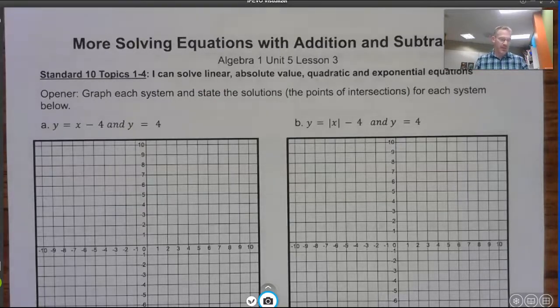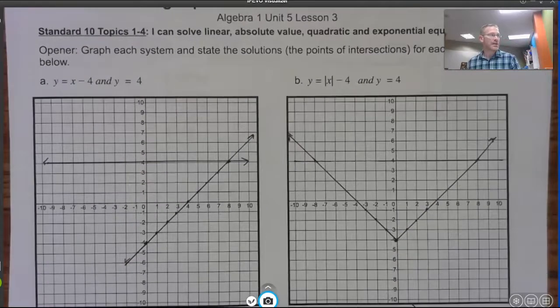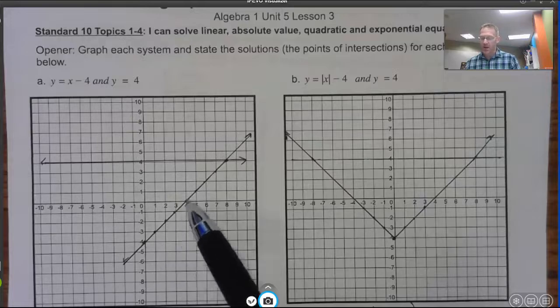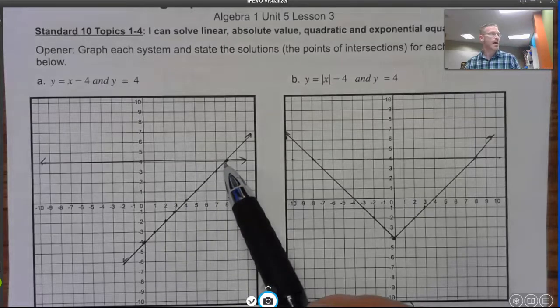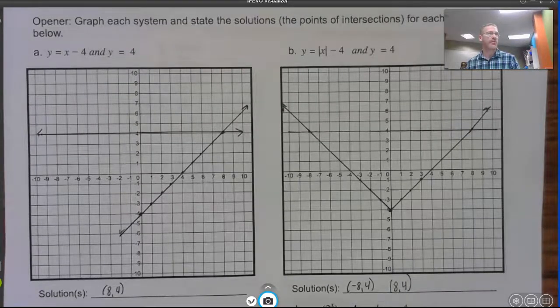All right, so let's take a look. When you look at our first graph here, we start at 0, -4. Our line goes up by 1 over 1, and you can see eventually we cross y equals 4. So our solution or point of intersection would be 8, 4.